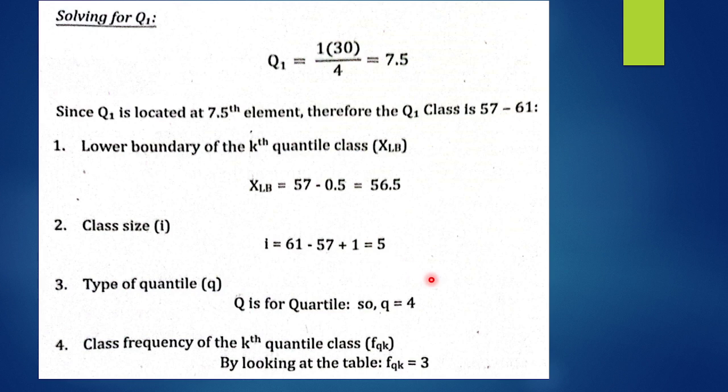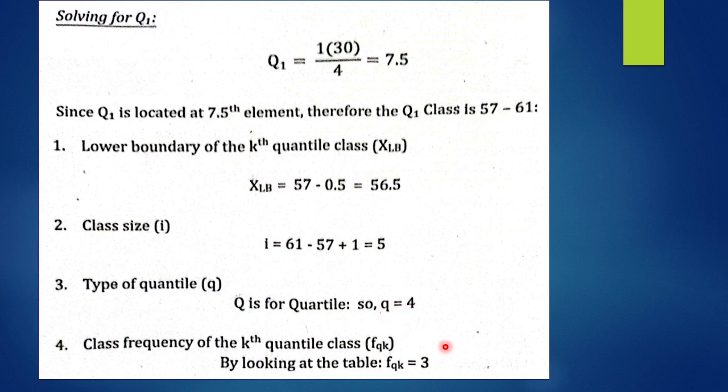Now, third is the type of quantile. So, Q is for the quartile. So, Q is 4. Ang Q, guys, stands for the quartile. So, kay quartile man, quart, 4. So, the Q should be 4.